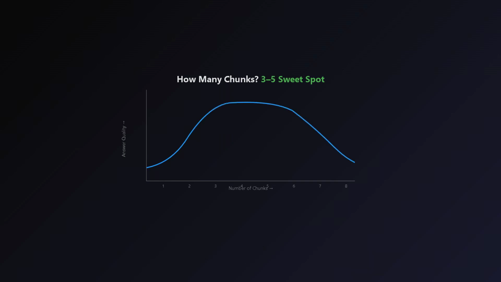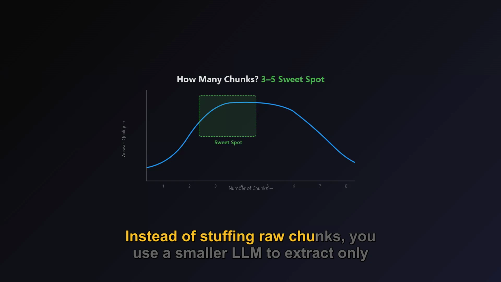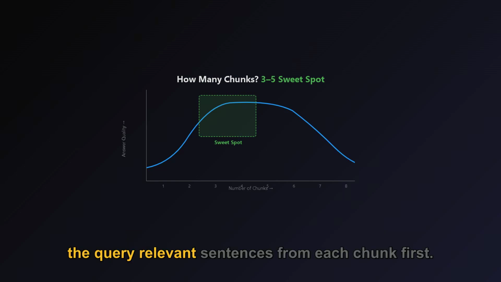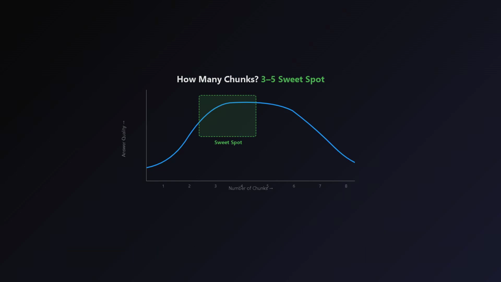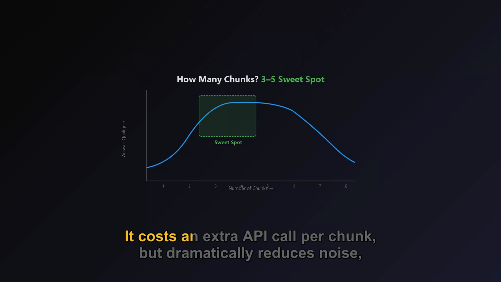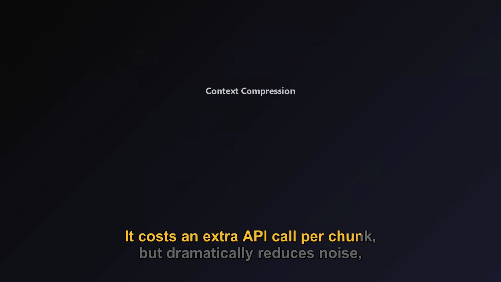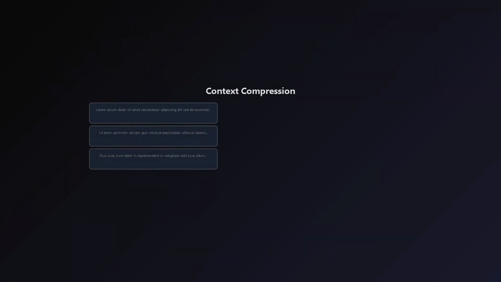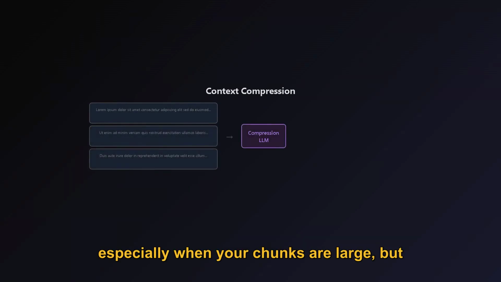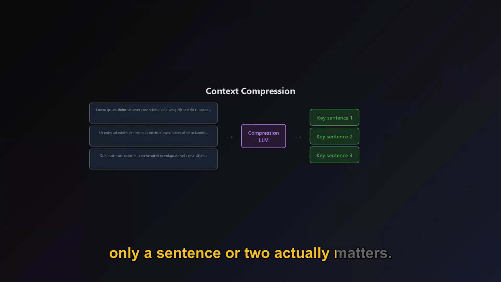Want to go further? Try context compression. Instead of stuffing raw chunks, you use a smaller LLM to extract only the query-relevant sentences from each chunk first. It costs an extra API call per chunk, but dramatically reduces noise, especially when your chunks are large, but only a sentence or 2 actually matters.